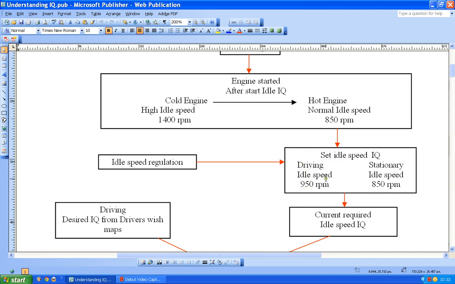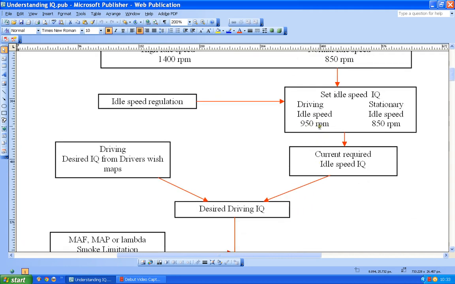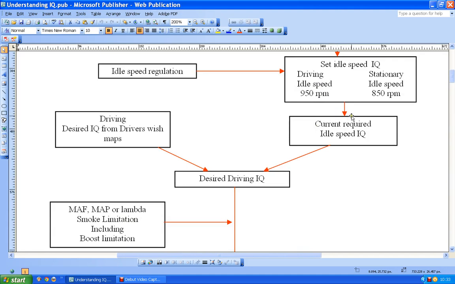That is to make sure that if you come to a sudden stop or you're dipping the clutch to change gear, the idle doesn't drop too low, because this one is usually set at the lowest value the designers could get away with. But if you did that with the driving idle speed, there is always a risk the engine will stall. So when it comes to the driving idle speed, it's often set a little bit higher, so perhaps 950.